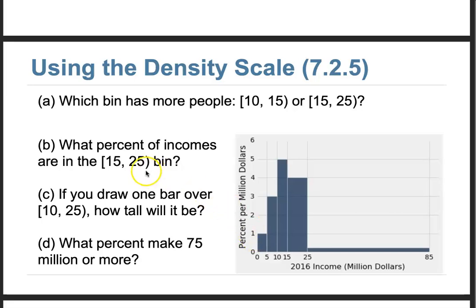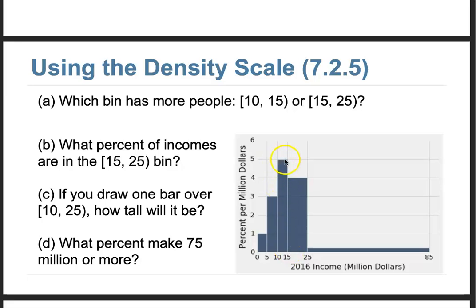So that's why we see the first question. Which bin has more people? So for the 10 to 15 or 15 to 25. So here is 10 to 15. Okay. So then here is 15 to 25. Like we say, which one has more data, more people? We are not only looking for the height, we're looking for the area.